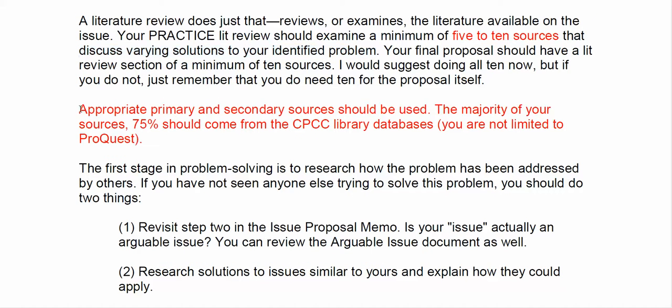You should use appropriate primary and secondary sources, and we'll have an activity on primary sources since we haven't really had a chance to talk about that yet. 75% of which should come from the CPCC library databases. You don't have to use ProQuest, you can use any of the databases. And those of you who have been doing the extra credit activities all along, you've been introduced to a lot of different databases, so you might find this a little more comfortable to do than someone who hasn't looked beyond ProQuest before. So 75% means if you have 10 sources, then the majority of them should come from the library, right? Not from the internet.